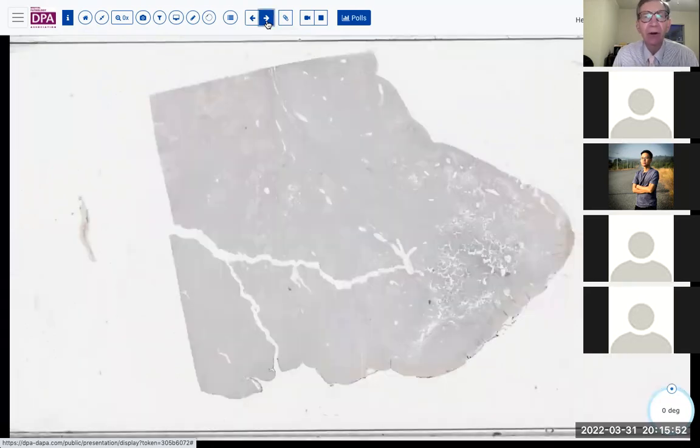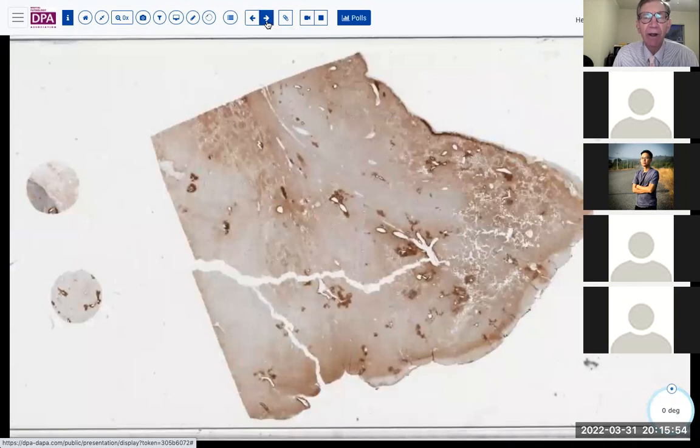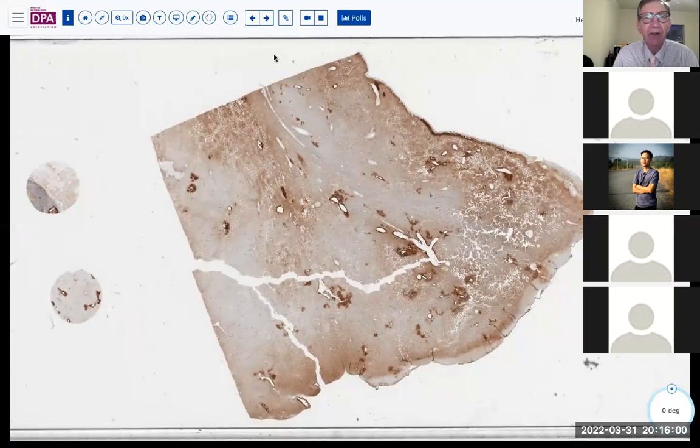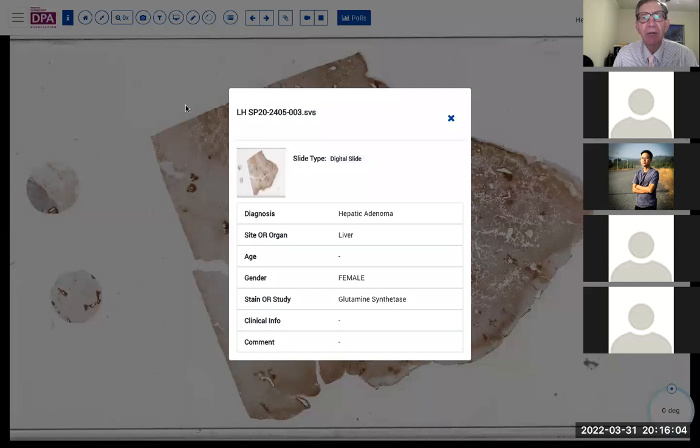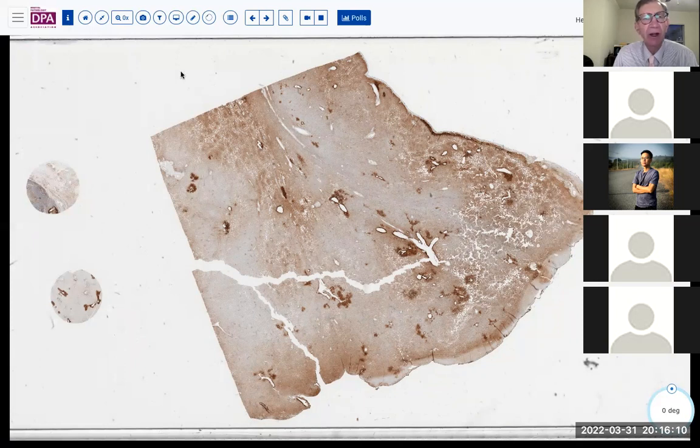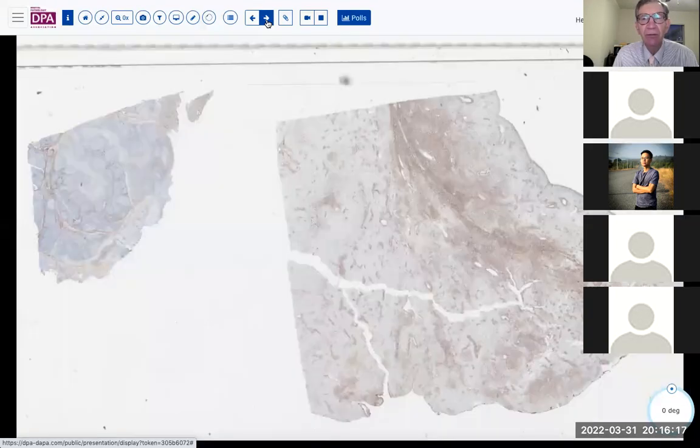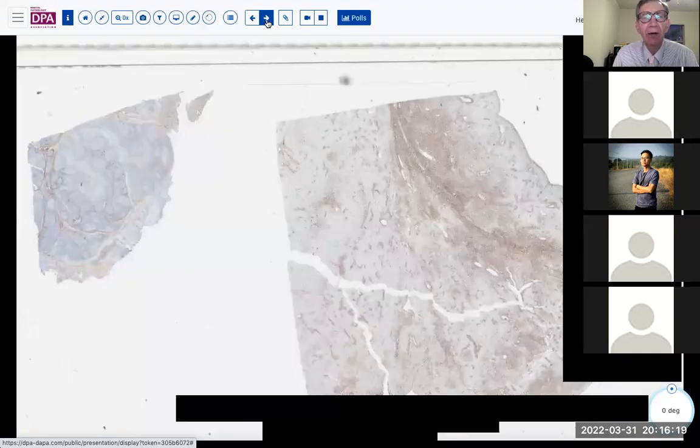And I'm going to go further and skip over this part. This is another one of those stains that is used. This is sort of the geographical pattern that is seen, as we'll see here, with glutamine synthetase. And that again is one of the discriminating markers for subtyping the adenomas. Okay, we'll skip over that.